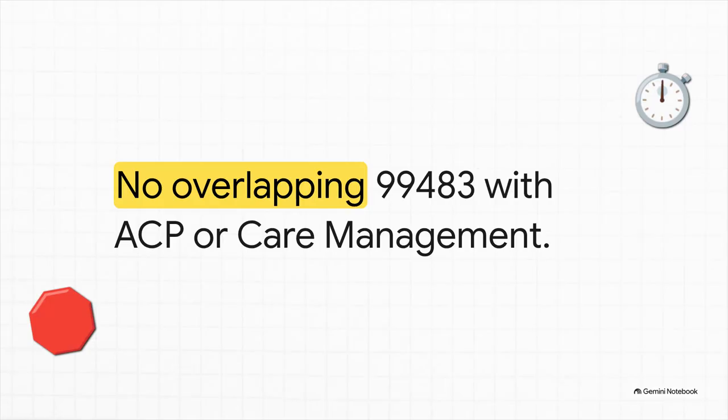Furthermore, we have absolute prohibitions on double dipping your time. You cannot overlap the time spent on 99483 with other time-based care management services. That means absolutely no double counting your time with Advanced Care Planning 99497, Chronic Care Management, or Psychiatric Collaborative Care on the exact same calendar day. The time has got to be distinctly separate, or it just cannot be billed. If your provider spends 60 minutes with a patient, you can't just magically carve that up to bill 99483 and 99497 simultaneously without meeting the independent time thresholds for both.